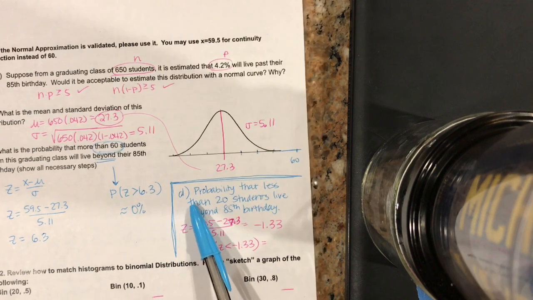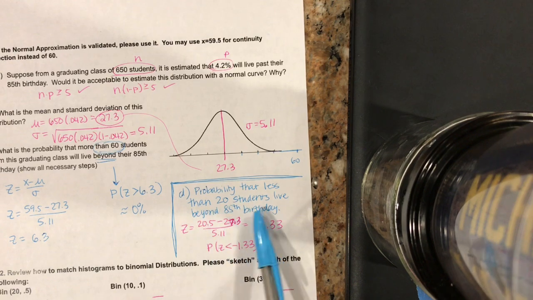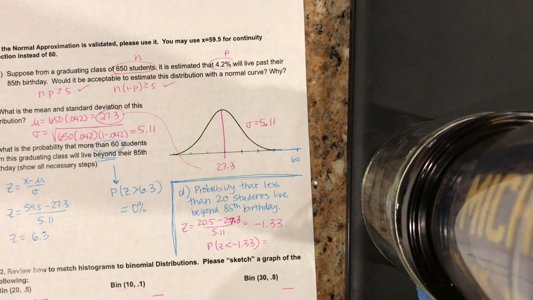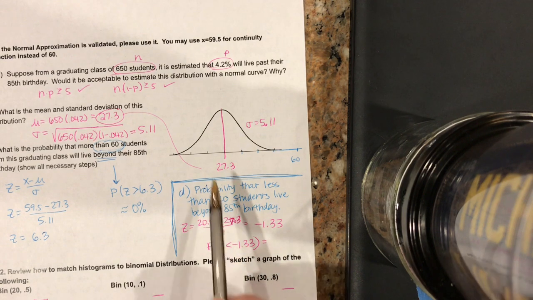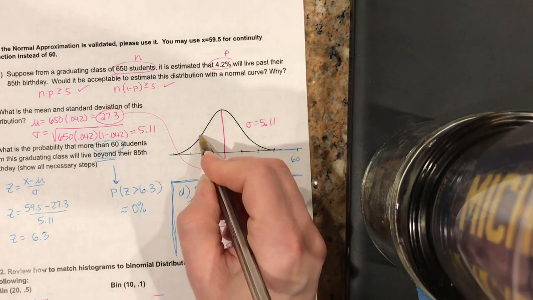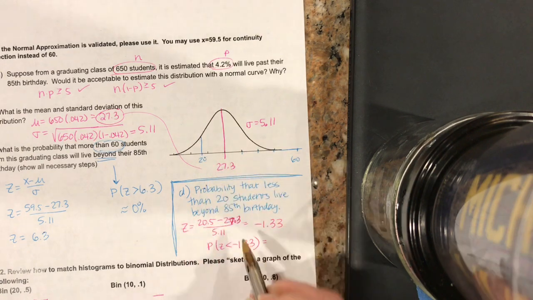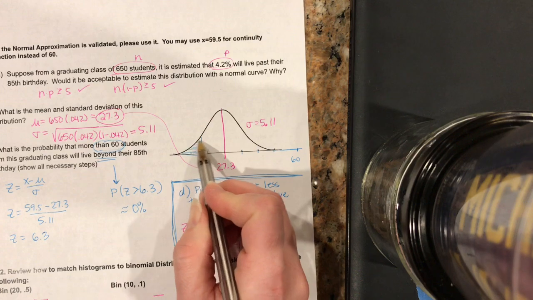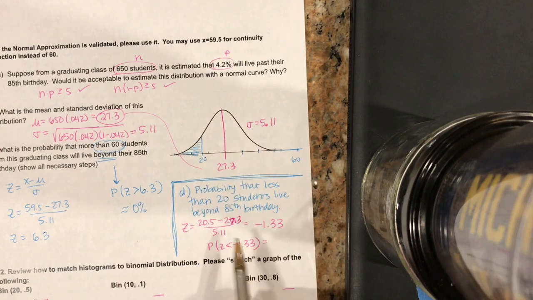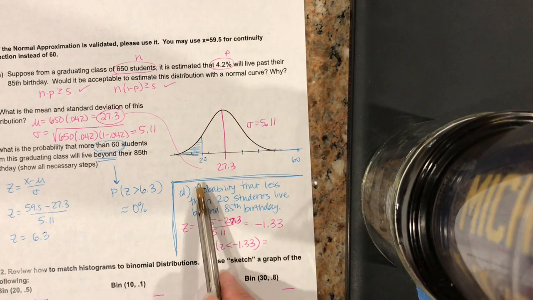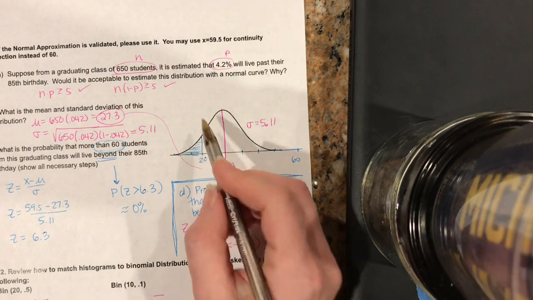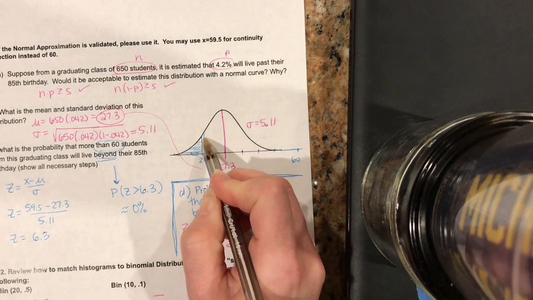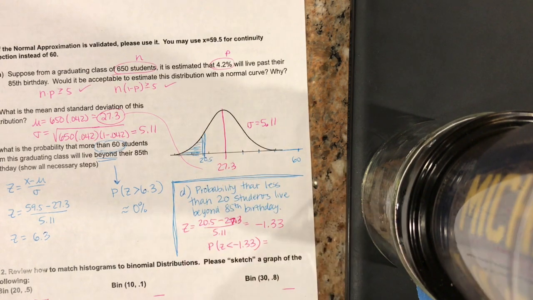And D, what's the probability less than 20 of the students live beyond their 85th birthday? Okay, so think of where 20 would be located about here. And I said less than 20. So right there is what we're trying to find. In case you're wondering, why did I use a 20.5? You just always want to make it so your shading just gets even a little bit bigger. So that's why I made that a 20.5.